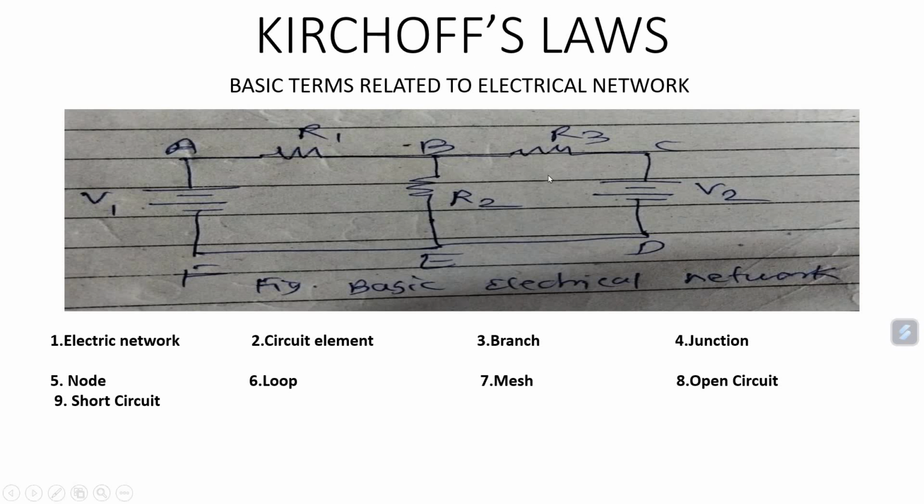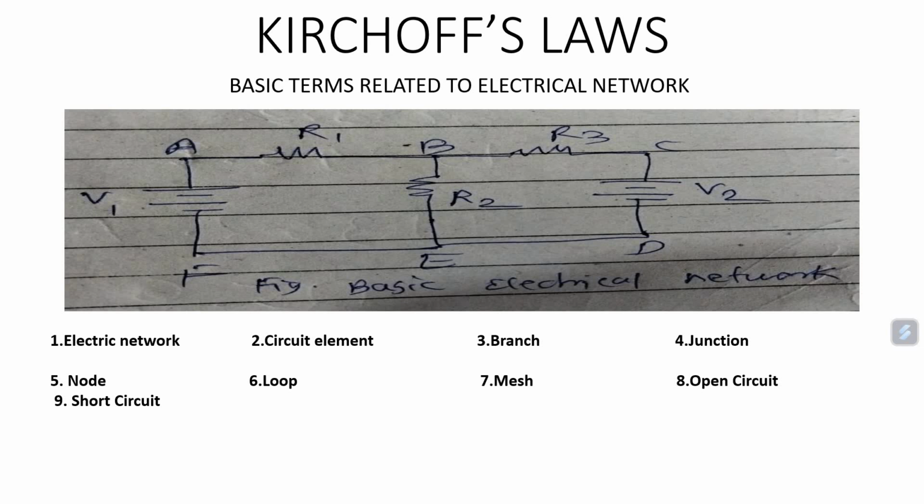Now this electrical network is classified into two types, that is DC network and AC network. DC network means which operates on DC supply, and AC network means AC mains supply.